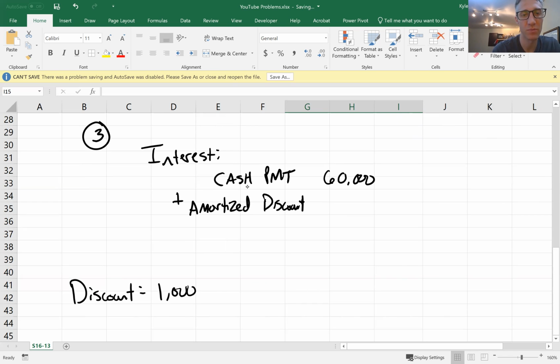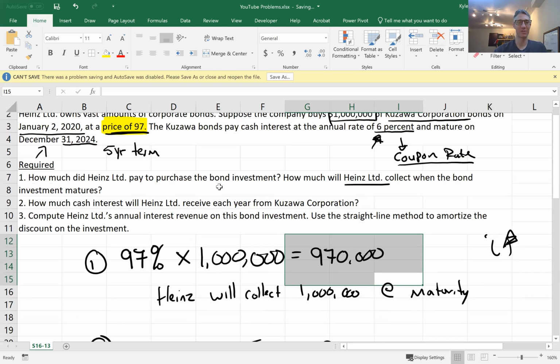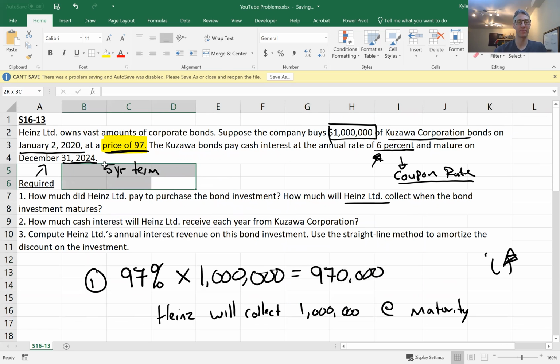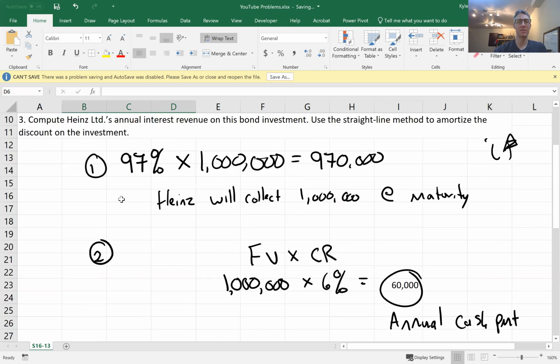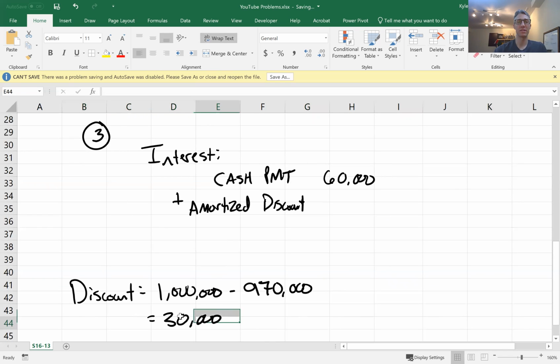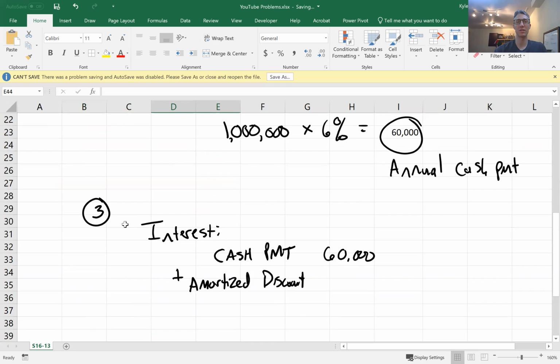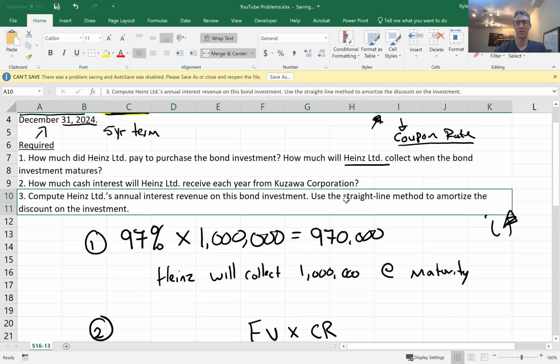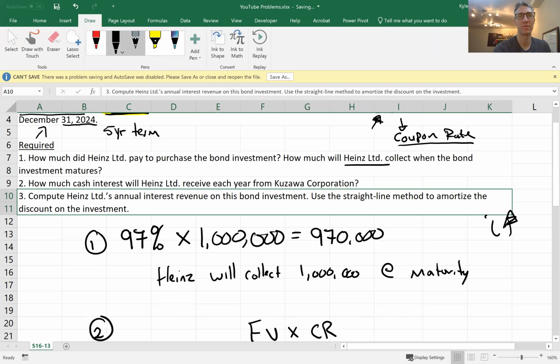So the face value was 1 million. We purchased this for 970,000, which means that the discount on the bond was 30,000. This discount gets amortized over the term of the bond. This, if we recall, and I'm glad I did this right up front, was a 5-year term. This means that this $30,000 is going to be amortized equally over the 5 years, because they're using the straight line method, I believe, of amortization.